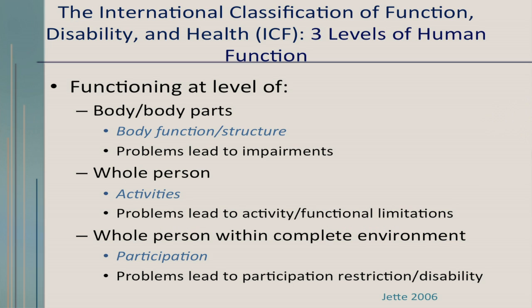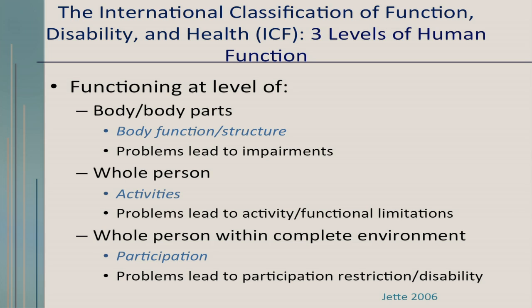Are they able to fulfill their roles as a husband or a wife? Are they able to fulfill their roles as a care provider for children? Are they able to participate in social activities that they had been doing before, such as going out to dinner or going to the theater? Are they able to continue jogging? Are they able to resume their work after the stroke? All of those activities would be at the level of the participation, or the whole person within his or her environment.